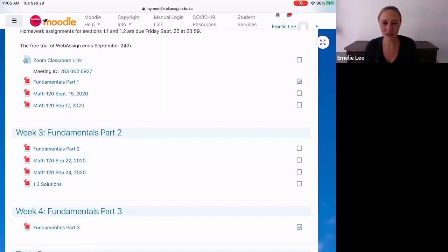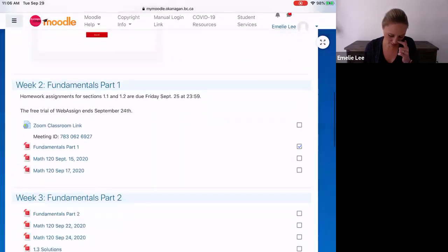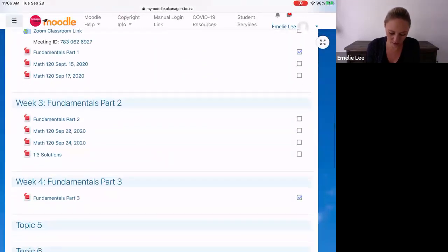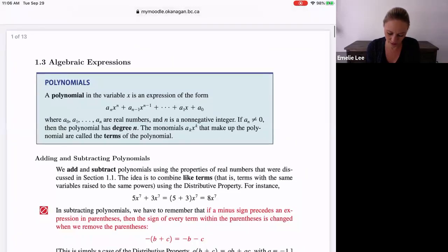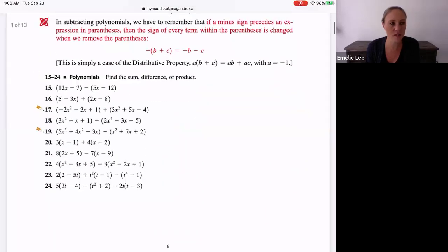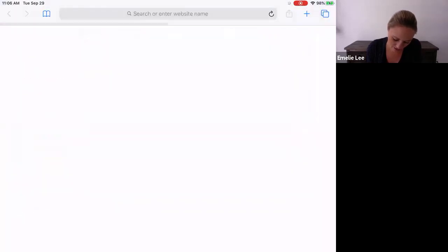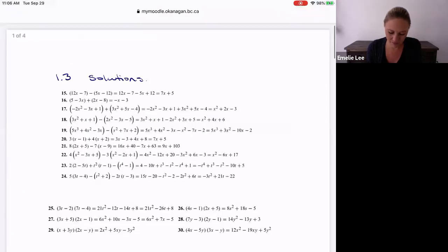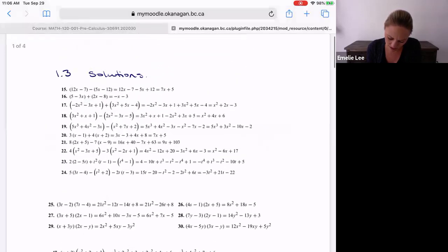Awesome. Okay. So first things first, on our Moodle page, I posted the 1.3 solutions. In the notes, there were all these questions, and I've been saying, I gotta find the solutions, I gotta find the solutions. I didn't find them, but I kind of put them together. So here are all the solutions.